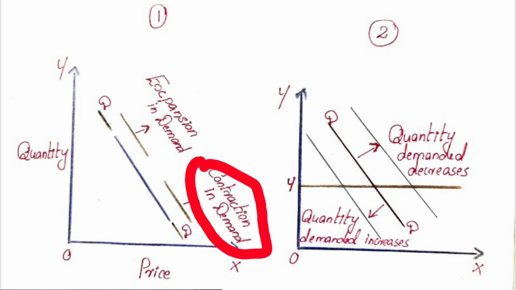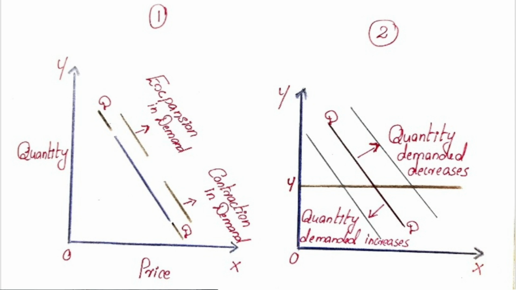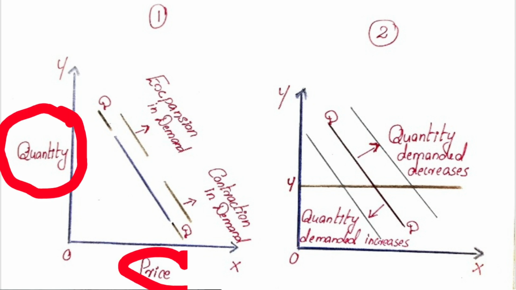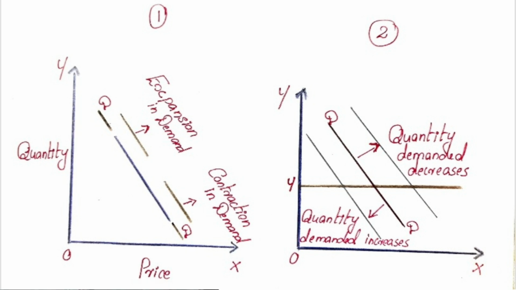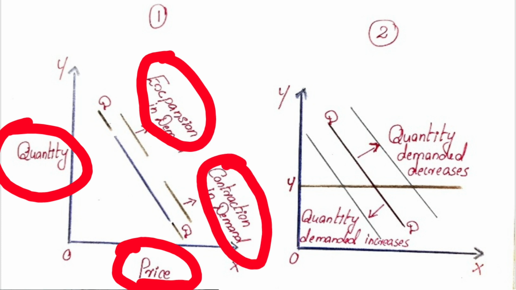Can you make out any other mistakes in this diagram? Yes. See the quantity. It is mentioned on the y-axis. Is it right? No, it is wrong. And price is mentioned on the x-axis, which is also wrong. So price should be mentioned on the y-axis and quantity on the x-axis. We can see 4 mistakes in this particular diagram.